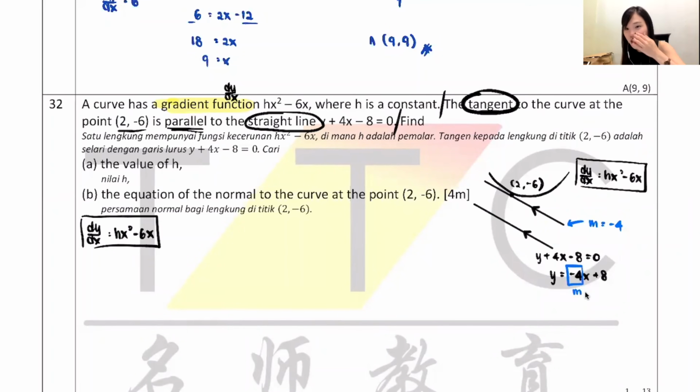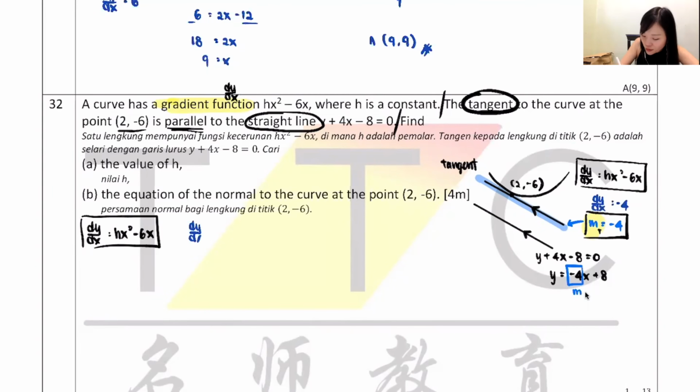And most important is here. Because this straight line is the tangent. So that means we straight away know the gradient for tangent is actually -4. And all of you guys know, gradient of tangent, we also call it dy dx. So from all this understanding, we know that dy dx is equivalent to -4. So far, you guys understand, right?